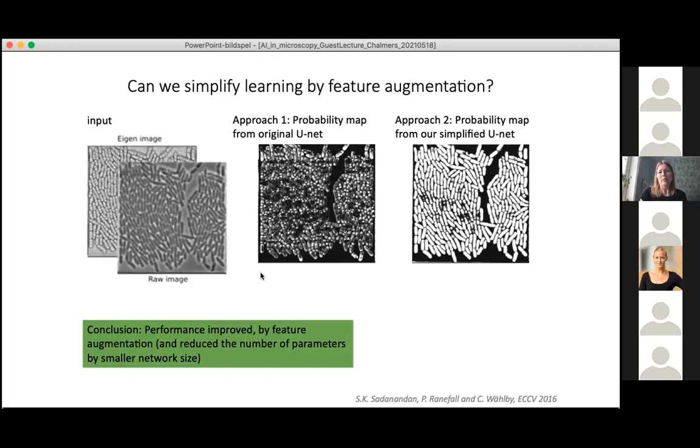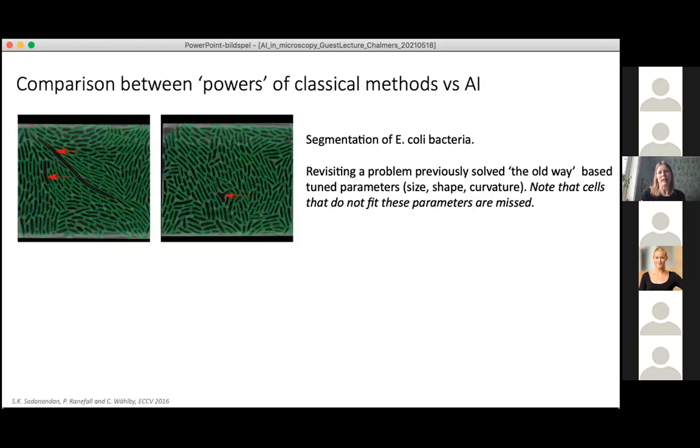But what I also wanted to mention with this particular project is that when we approached it with the classical approaches, we wanted to have a good way of describing the bacteria. So in our segmentation approach, we included information about the length and the size of the bacteria that we expected to find. But with the deep learning approach, we only included this eigen image and the raw image, but no information on the size and shape of the bacteria.